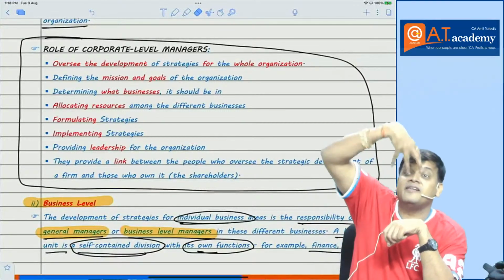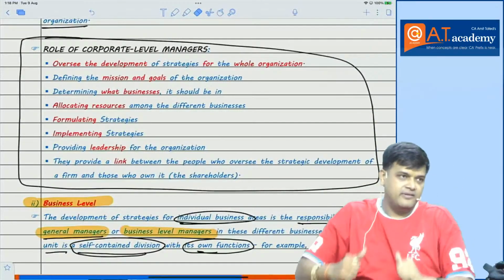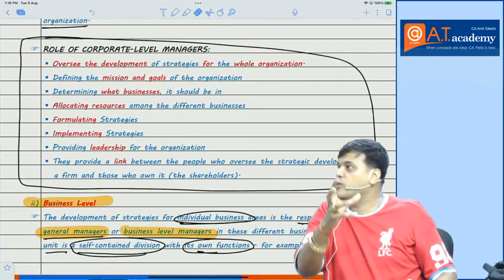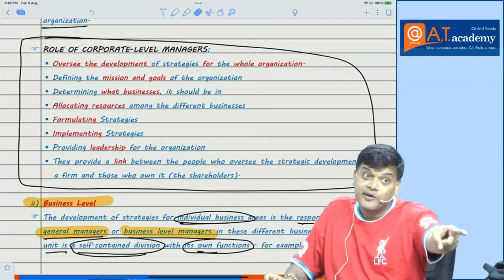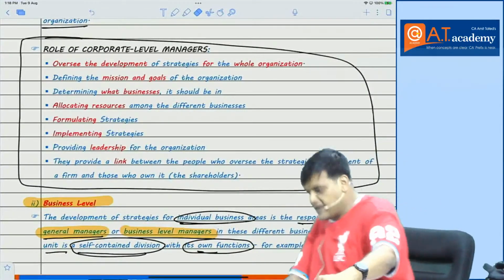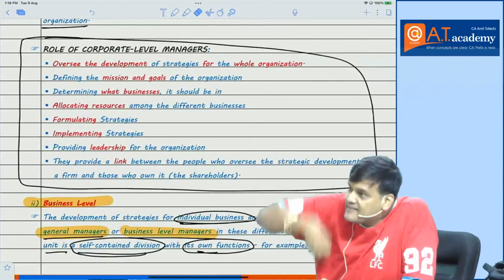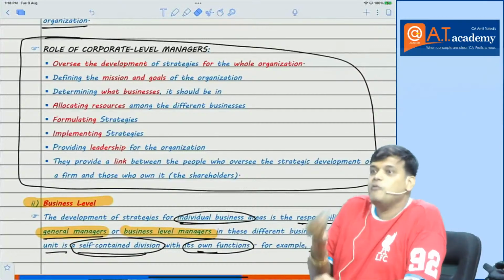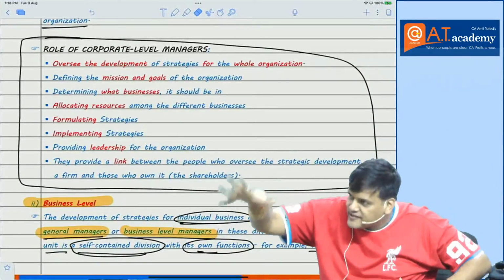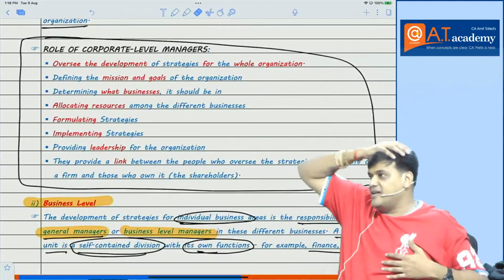First point, oversee the development of strategies. Second point, mission, goals, objectives. Third point, what business should we do? Tata Steel, Tata Motors. What function will we do? Who will decide which function should be there? What function we require will be decided by business level. Then he will have function level manager. But what business I should be in? Corporate level. Tata Motors, Tata Steel.